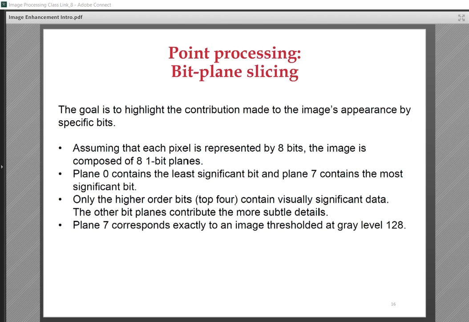Assuming that each pixel is represented by 8 bits, the image is composed of eight 1-bit planes. We saw each plane, the LSB plane and the MSB plane, and those between them. Plane 0 contains the least significant bit, and plane 7 contains the most significant bit.